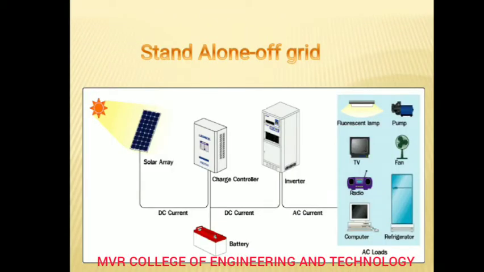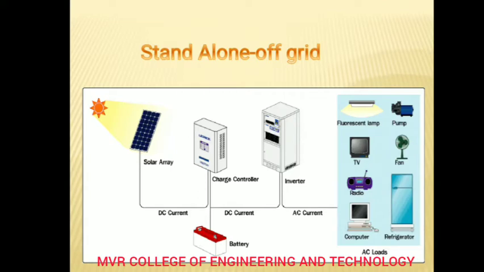And you can see this image of the standalone off-grid system. Here is the block diagram for the standalone off-grid system. Whenever the sun hits this solar array, DC current will be generated, and this DC current is sent to the charge controller, and the charge controller sends it to the battery. From the battery you get the DC current, and in order to use it, the DC supply is sent to the inverter, which converts it into AC supply. This AC current can be used directly for your home purposes like fluorescent lamps, TVs, radios, computers, refrigerators, fans, pumps, and AC loads like that.